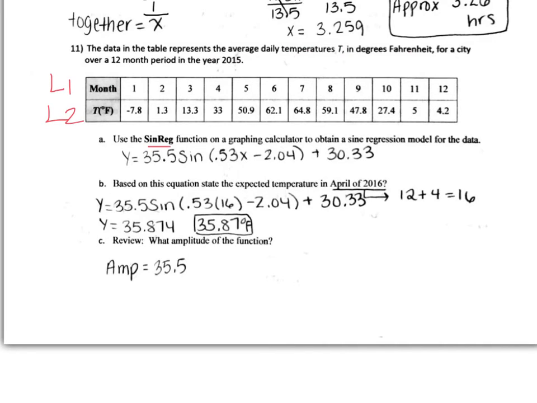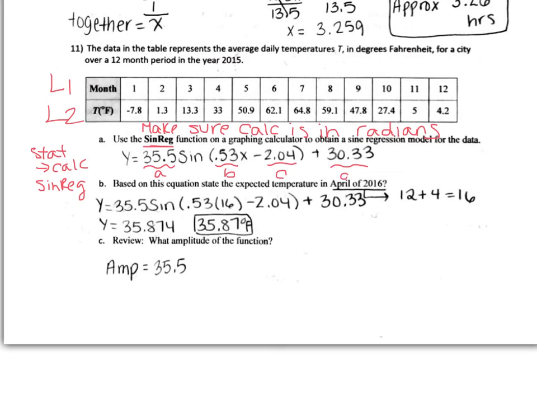Now, since I want to find a sine regression, we need to first make sure the calculator is in radians. Okay. Once you do that, you're going to hit stat, go over to calc, and find sine regression, and hit enter. Okay, so this should be your A value, this should be your B value, this is your C, and this should be your D in your sine regression.